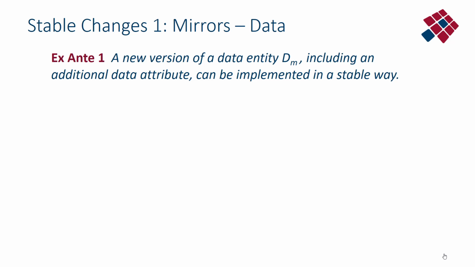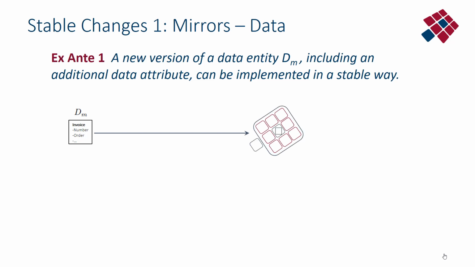So the first thing that a normalized systems software system guarantees is that you can have a new version of a data entity, including an additional data attribute, in a stable way. So adding data attributes, having a new version of a data entity, will not lead to dynamic instabilities. Consider, for instance, the invoice as a data entity. It will be instantiated in a data element containing a number of classes. That data element contains a number of data classes, action classes.